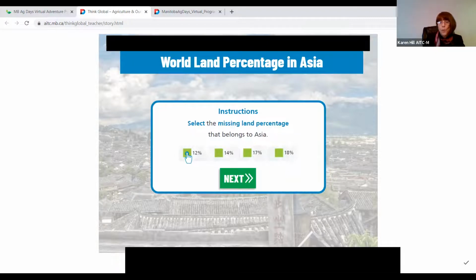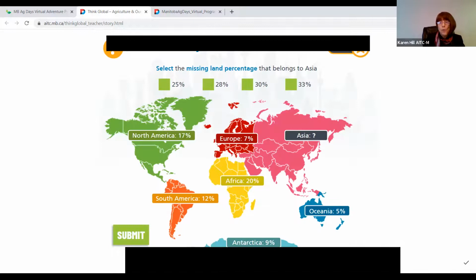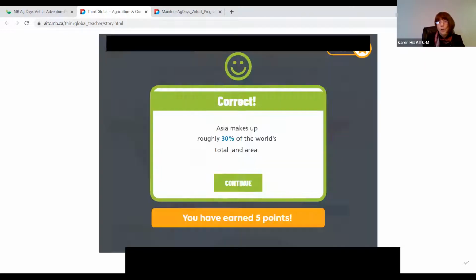There are instructions on what to do. And so here they have the world map. It shows the percentage of land each of the continents has except Asia. So again, it can be a math problem for them to figure out, or they can try and do it a bit more intuitively, but they will eventually come up with the right answer or get a second chance if they get the wrong answer the first time.